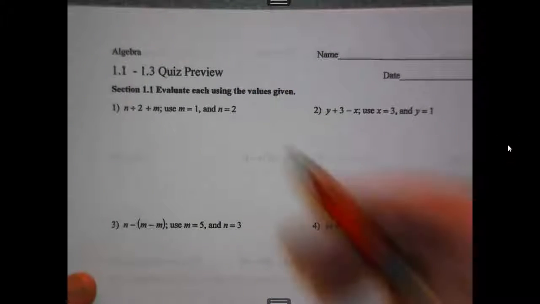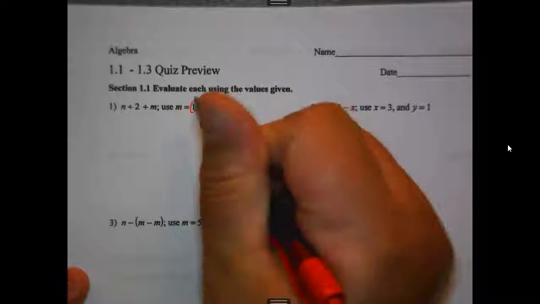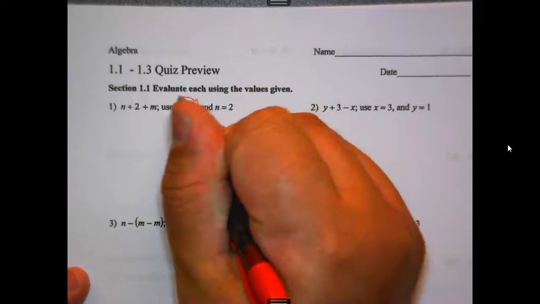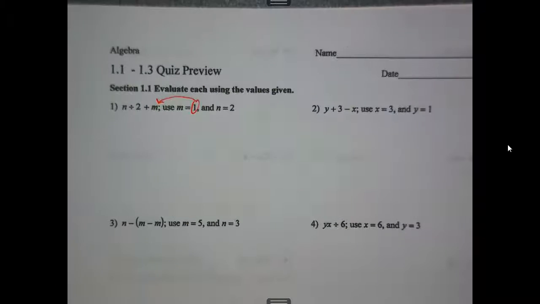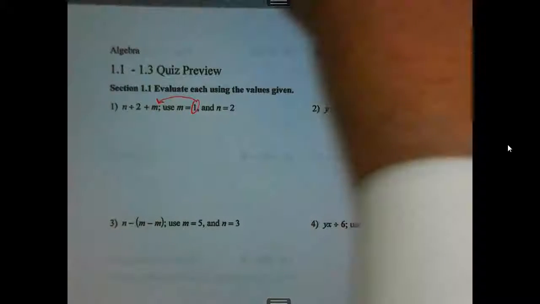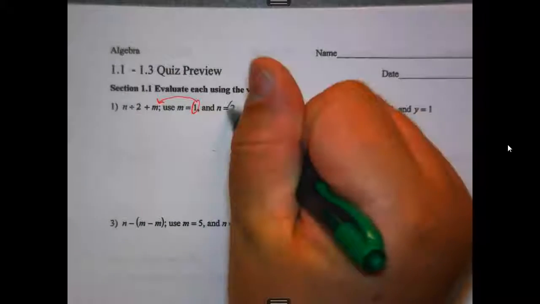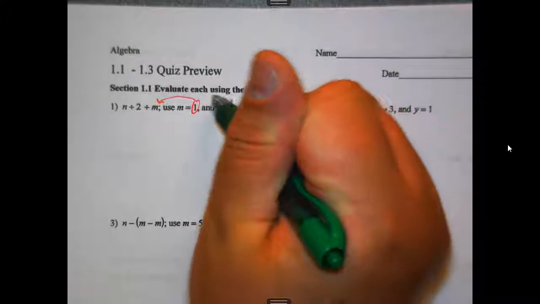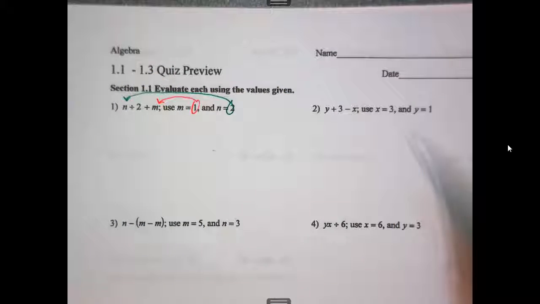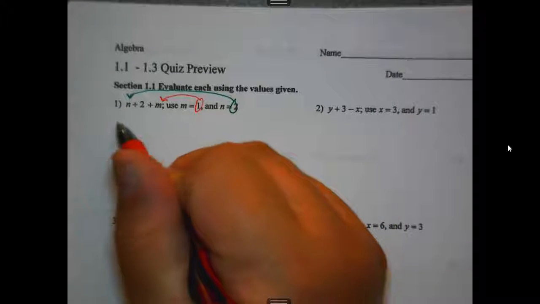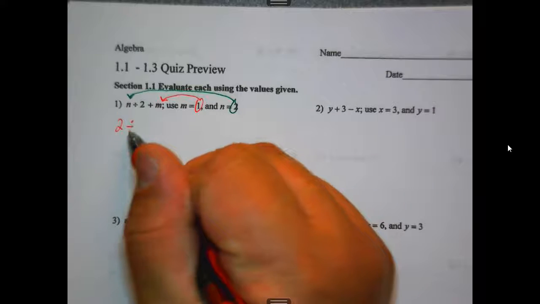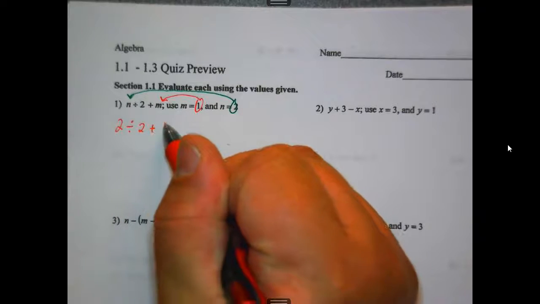Okay, number one. My M is 1, so wherever I see an M, I need to substitute that in. Did I do any of these Friday? No? Okay. And then N is 2, so wherever I see an N, I have to put in 2. Okay, here we go. See, 2 divided by 2 plus 1.